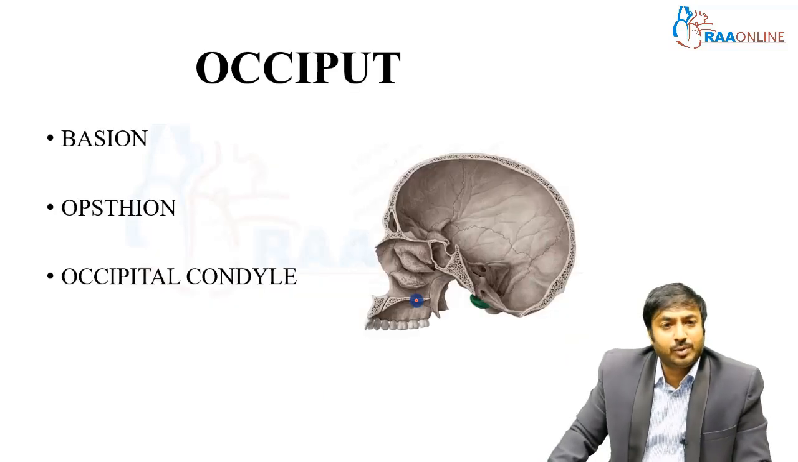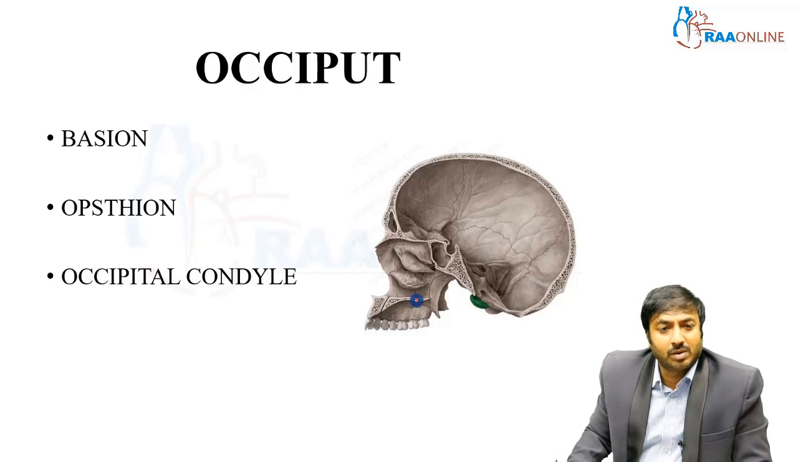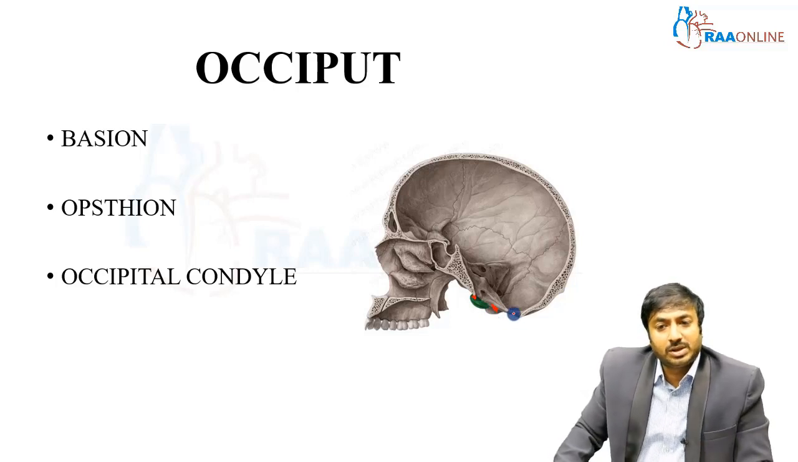Coming to the occiput, the main bony landmarks you should know in case of any CVJ anomaly are the basion, the opisthion, and the occipital condyle. Remember, the occipital condyle forms the joint with C1 to form the OC1 joint complex. What is the basion? The midpoint of the lower part of the anterior margin of the foramen magnum is the basion, whereas the midpoint of the posterior aspect of the occipital bone is called the opisthion.